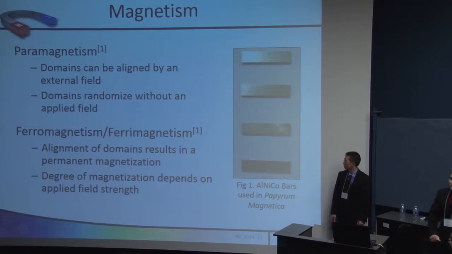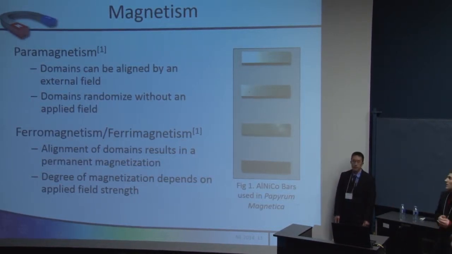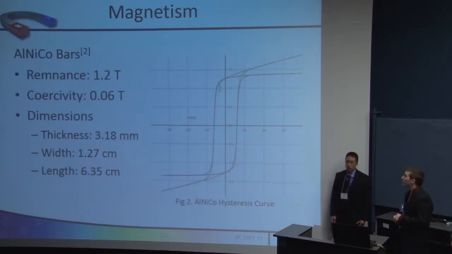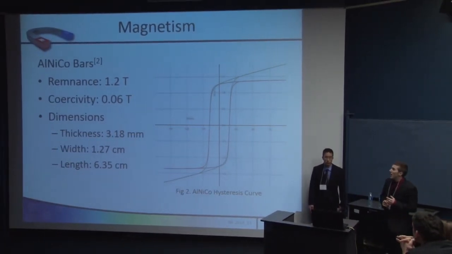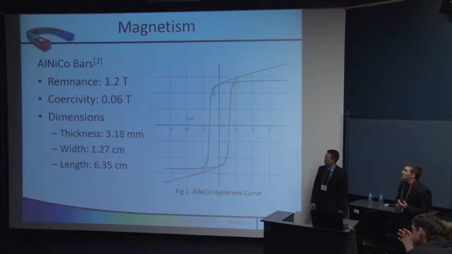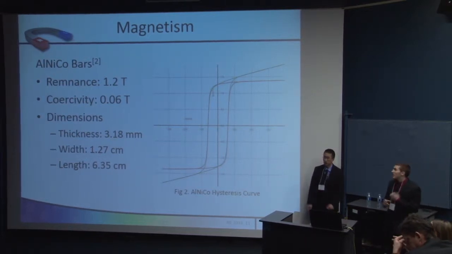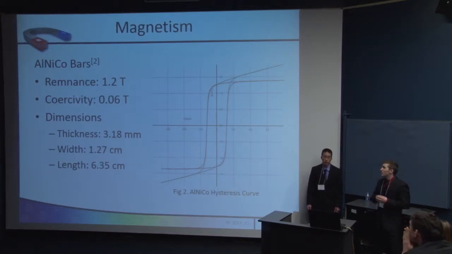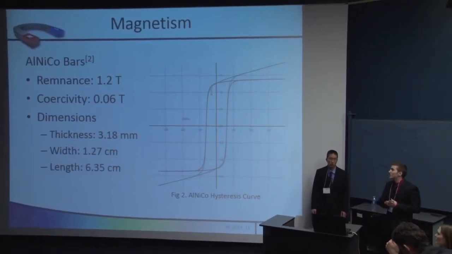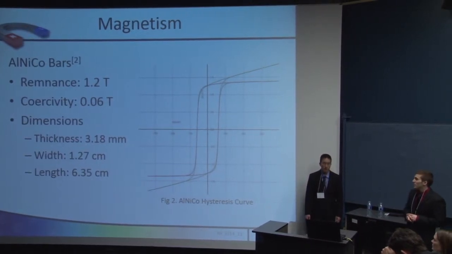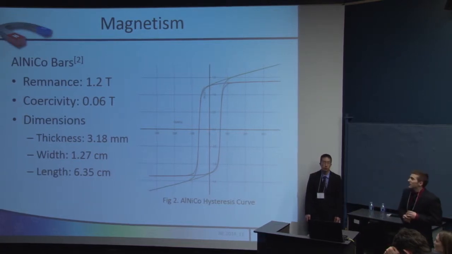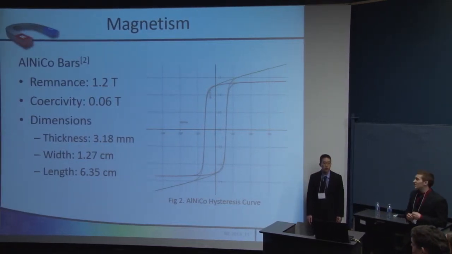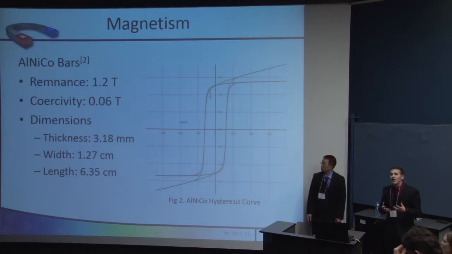Now, in the figure on the right, you can see aluminum, nickel, cobalt bars that we used in our prototype. And so the reason why we chose aluminum, nickel, cobalt is primarily because of its high remanence, which is the maximum magnetic field that it can exert after full magnetization. So when a very large magnetic field is applied to it, this is the maximum magnetic field that remains after removal of the applied field. In addition, it also has a very low coercivity. This is the minimum magnetic field that is necessary in order to change the magnetization of the material. A low coercivity means we don't need very large magnets in order to actually magnetize the material itself.